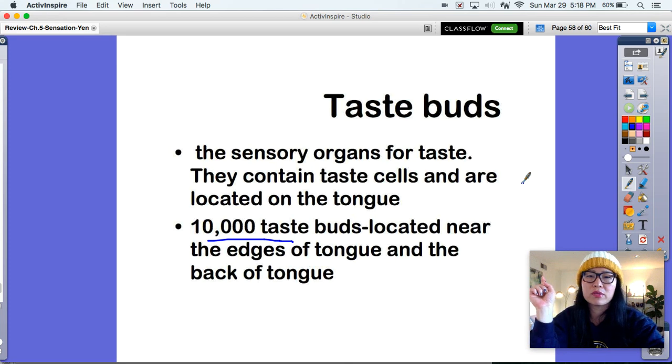One more thing about sensory interaction: our nose and our taste go hand in hand. That's why sometimes when you're sick, food flavors go away, because if your nose is stuffy, then food is going to taste really bland.